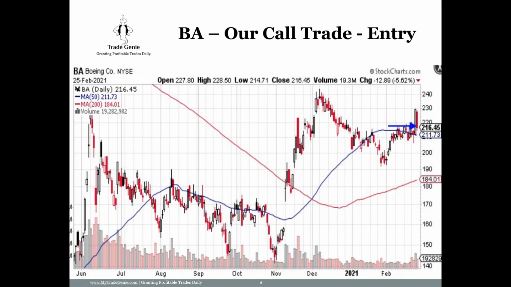Here's another one, Boeing. So Boeing, we were long, and we exited on this big move up. The target for Boeing was 250. 250 was the target at this time. Now the target is 310. So it's a revised 310.